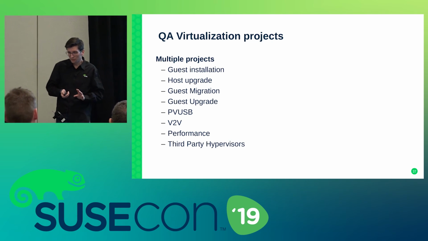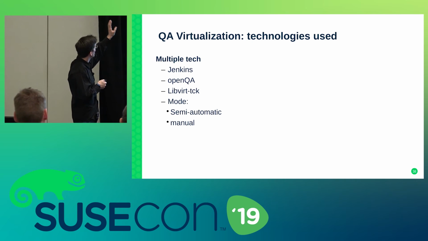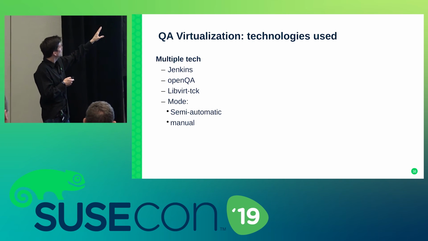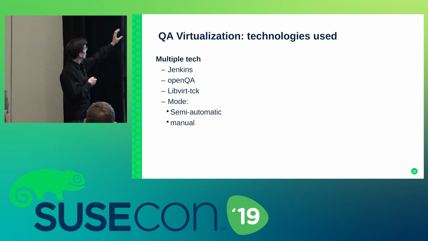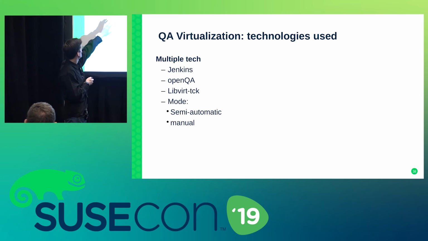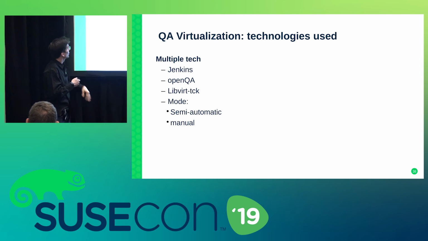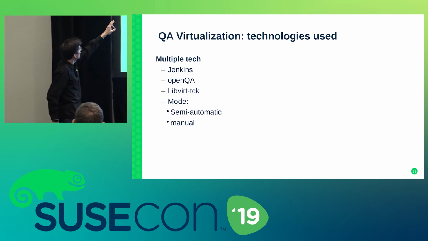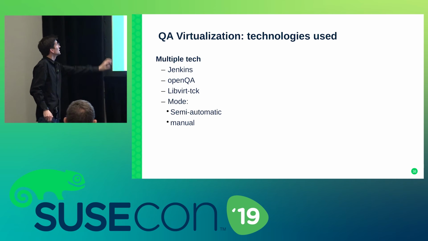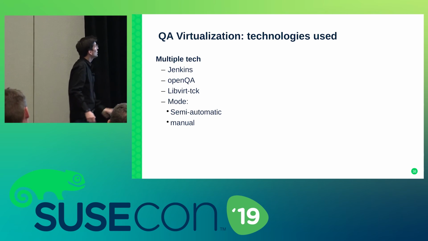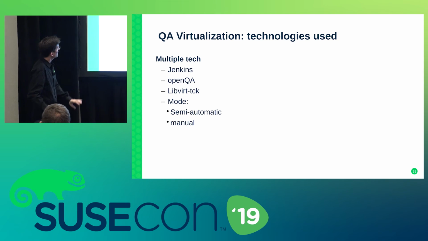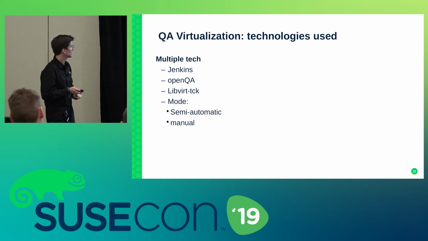And this stuff is covered by Jenkins testing, OpenQA testing, and libvirt TCK. So we have different kinds of testing: semi-automatic, manual, and automatic, of course. I missed putting automatic. Everything dealing with OpenQA is automatic. Everything dealing with Jenkins is automatic or semi-automatic. And libvirt TCK is semi-automatic, I would say.